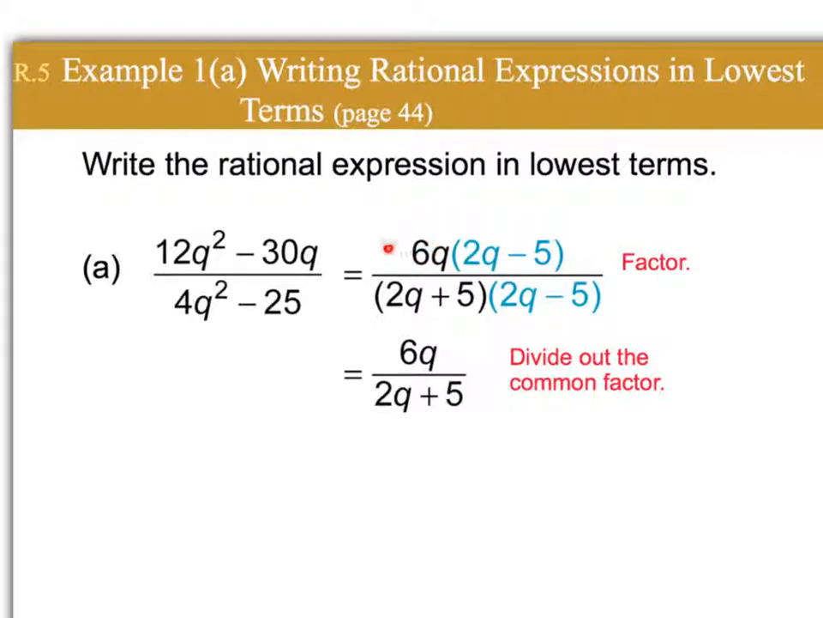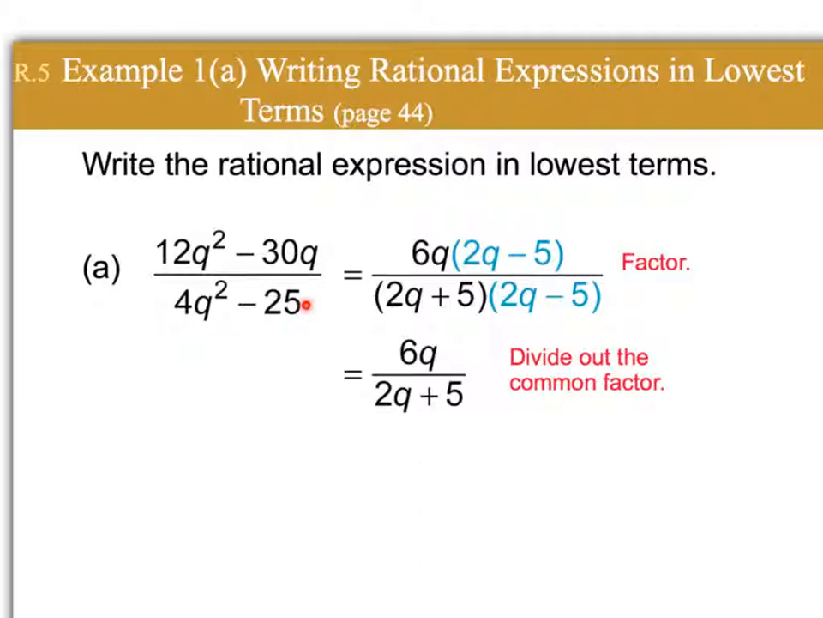That's where this 6 comes from. They also have a q in common, so we write down 6q. What's left over then is, if we divide 6q from both of our terms, both the 12q squared and the 30q, we get left over 2q minus 5.